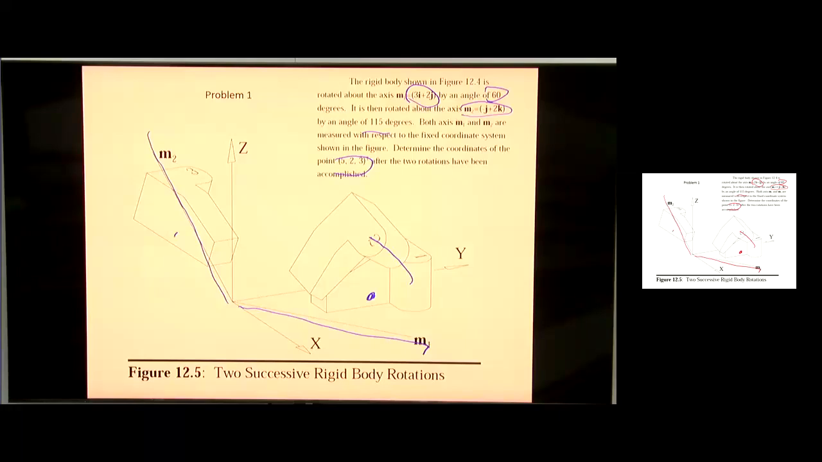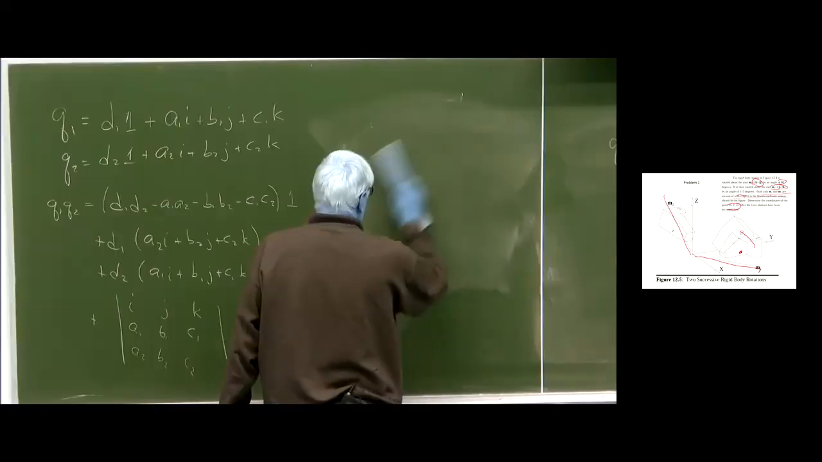What's kind of interesting here, and it's said in the sentence here, is both M1 and M2 are measured with respect to the XYZ. So in this problem statement, there's one coordinate system shown, and the M vectors are both in that, and it's going to be a really easy calculation.